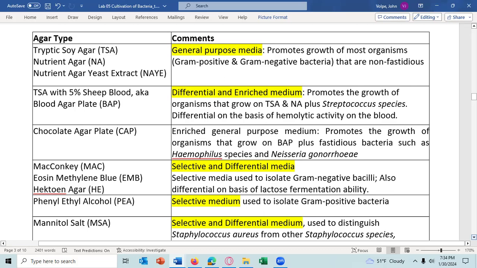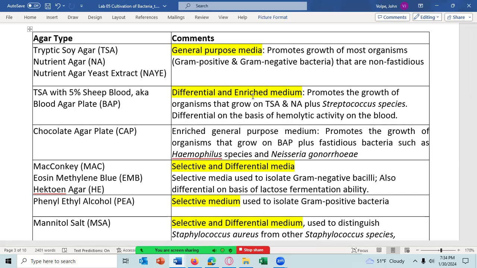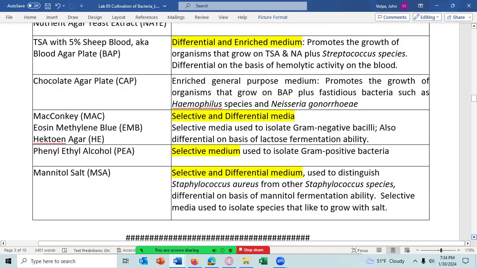Enriched medium is the same as an enriched general purpose medium. I probably made it smaller just to fit in this box. I highlighted it because I want to make sure I specifically talk about what I have highlighted. Okay. Is there any other difference? Yeah, the last one that says mannitol salt, yours says selective and differential, and mine just says selective.